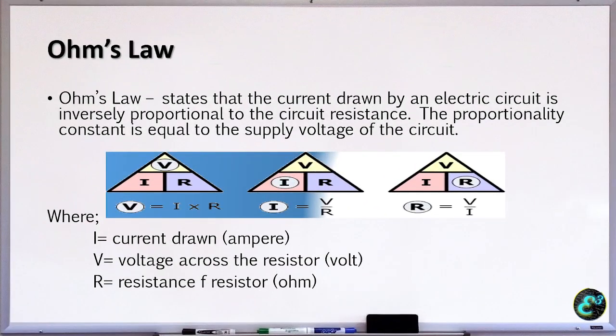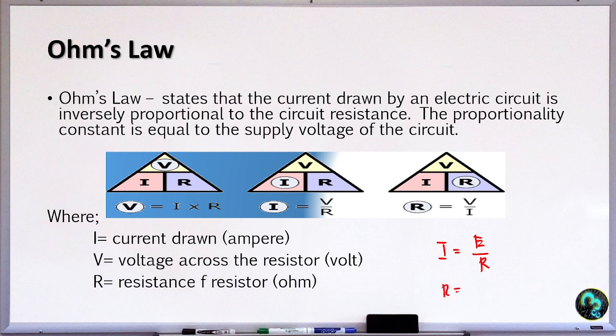Okay, so we now have Ohm's law. Yan. So Ohm's law states that the current drawn by electric circuit is inversely proportional to the resistance and the proportionality constant will be equal to the voltage of the circuit. So meaning your current is just equal to your voltage over your resistance. If hinahanap yung ano, yung resistance, so ito yung Ohm's law triangle, so i-cover mo lang yung resistance.